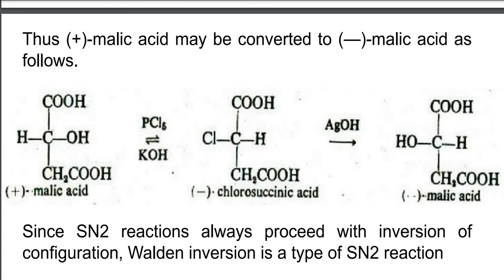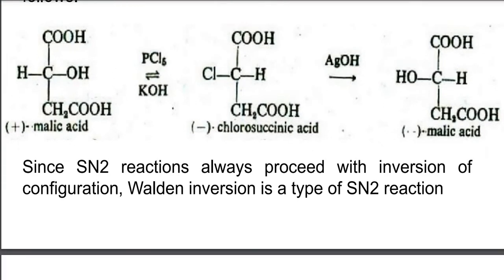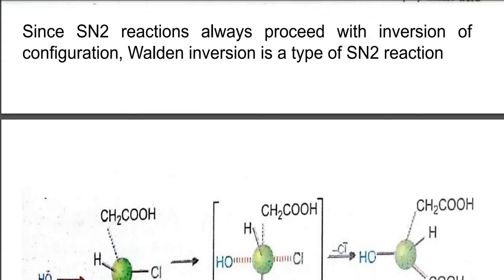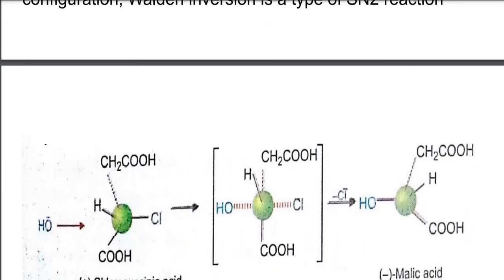So this is the formula and structure of malic acid, which contains two C double bond O OH groups and one hydroxy group. It reacts with phosphorus pentachloride in presence of base. This OH group is replaced with the chlorine, and further reaction with the silver hydroxide gives malic acid. So starting compound configuration and the last compound configuration is different.